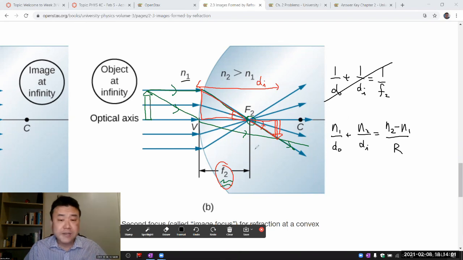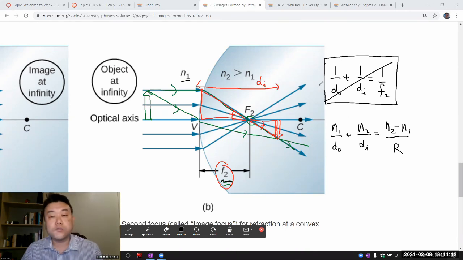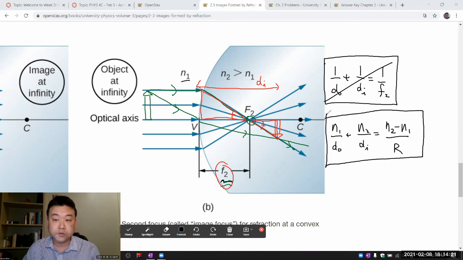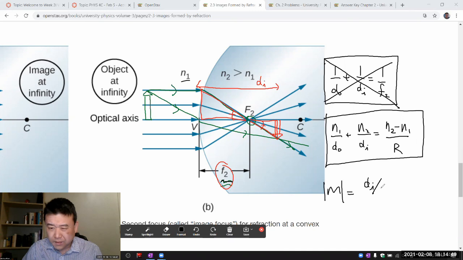And the textbook derives an expression for F2. But what's important here is that the thin lens equation that they were relying on before to derive the magnification formula is no longer true, not with a single surface refraction. So it's this expression that you have to use. And when you use this, you will find that the magnification expression is different. When you finish the derivation, I think you'll find that the magnification is DI divided by N2 over DO divided by N1.